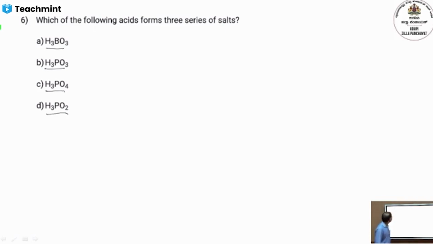If hydrogen is directly attached to the central atom, so here the central atom is boron, here it is phosphorus, here also it is phosphorus, here it is phosphorus, then it cannot go as a proton.